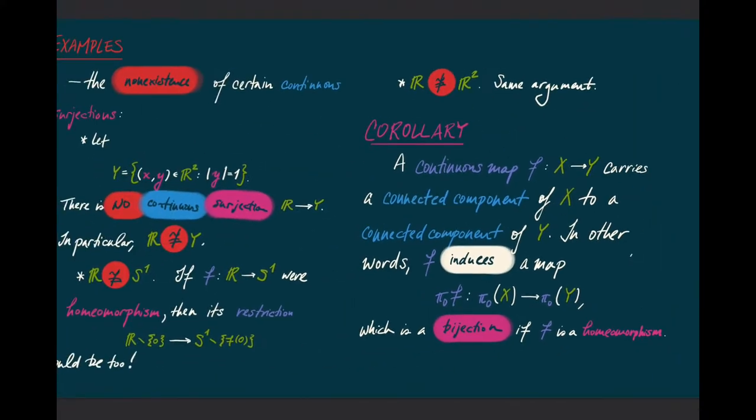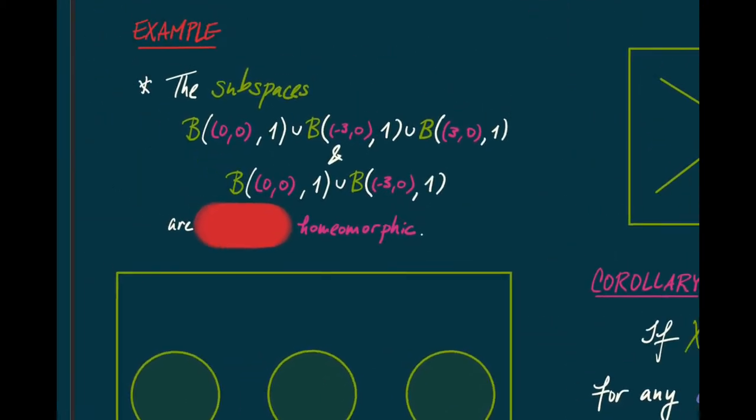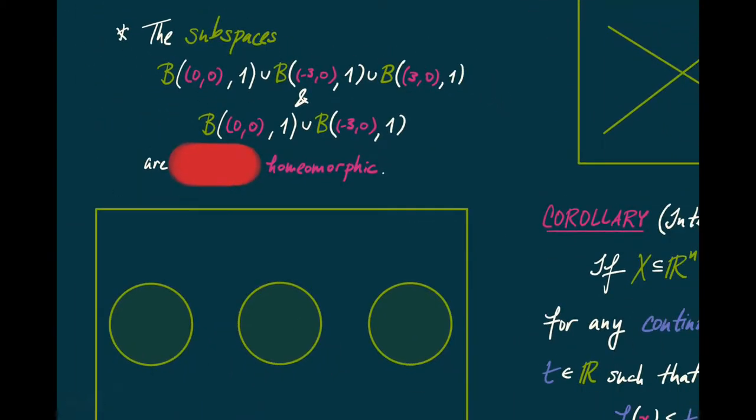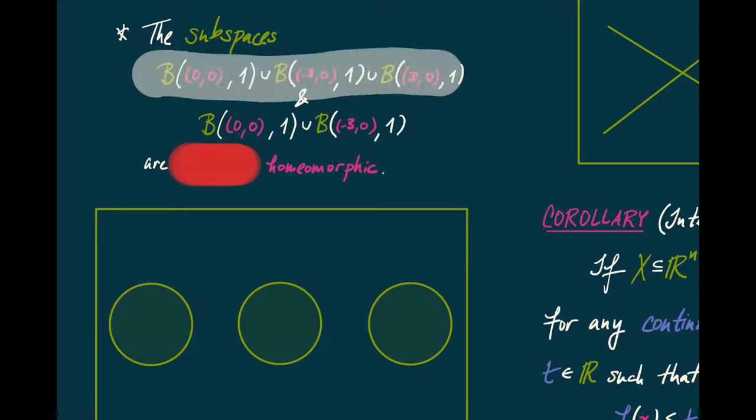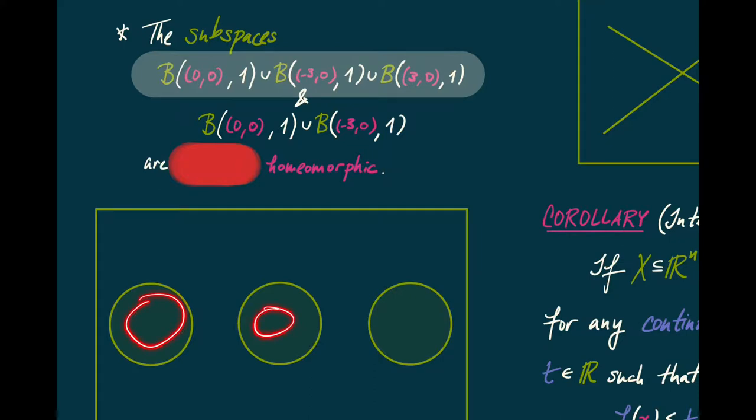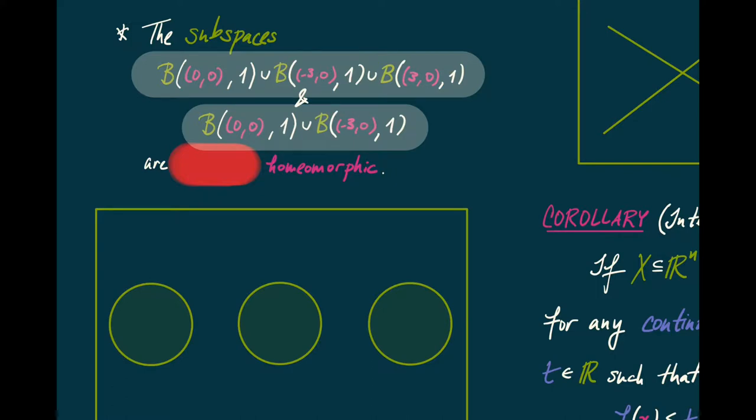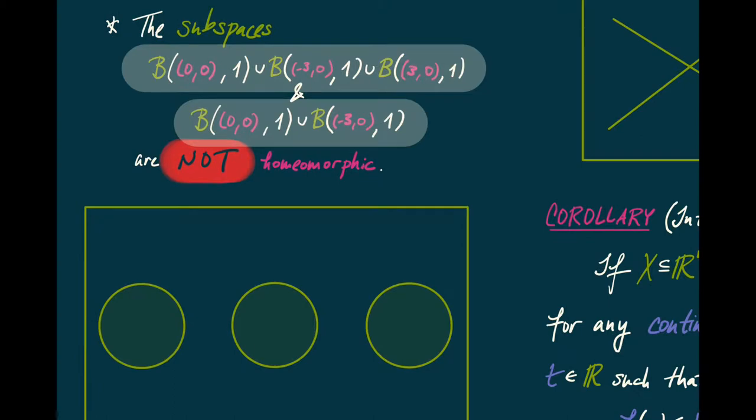Let's see this idea in action. Here's a simple example. Let's first take the subspace consisting of three balls unioned together. These three balls here. There are three connected components to this space. 1, 2, 3. If I just take the union of two of these balls, then this will only have two connected components, here and here. So what happens if I have two connected components in this space and three connected components in this space? Then these things certainly cannot be homeomorphic. Their pi zeros are simply different.